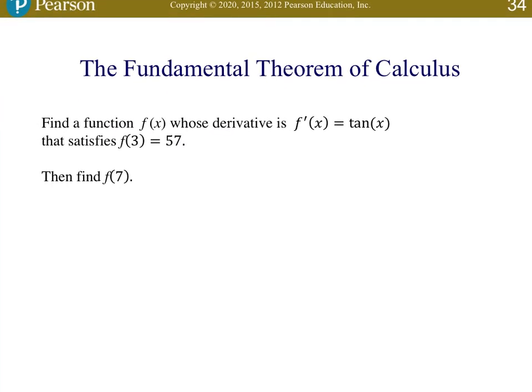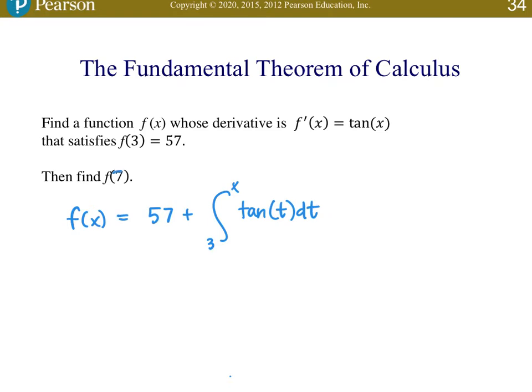Okay, so now we're given the function f of x, whose derivative is f prime equals tangent x, which means f of x is the accumulating area under that, and we know that f of 3 equals 57. So if we want to find f of x, that means we already have 57 units of area, and starting at the number 3, going to the tangent of t dt, accumulating from that point forward. Then now we're asked to find f of 7.